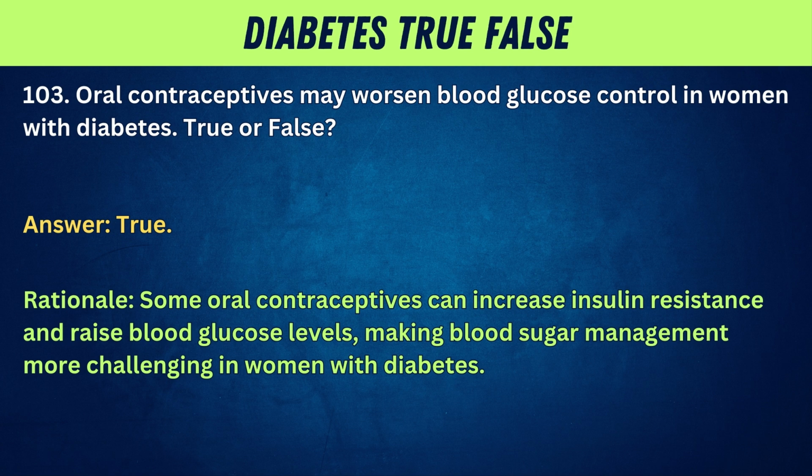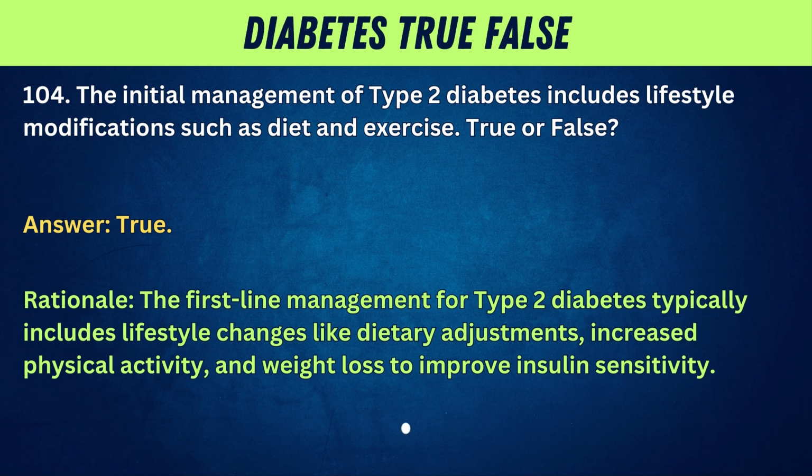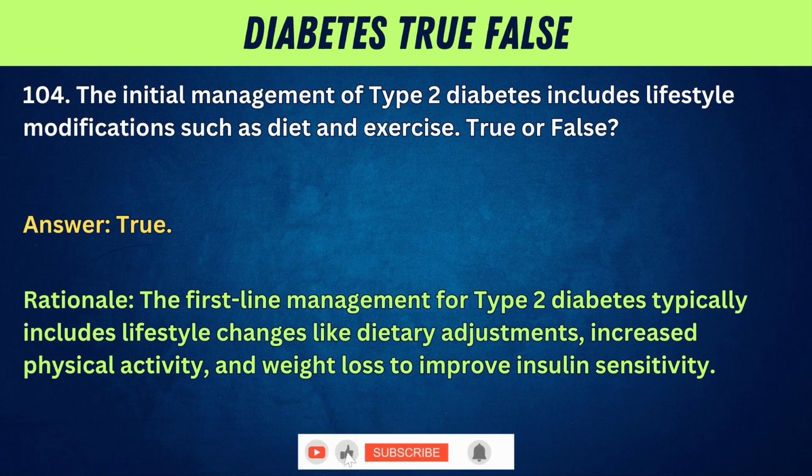103. Oral contraceptives may worsen blood glucose control in women with diabetes. True or false? Answer: true. Rationale: some oral contraceptives can increase insulin resistance and raise blood glucose levels, making blood sugar management more challenging in women with diabetes.